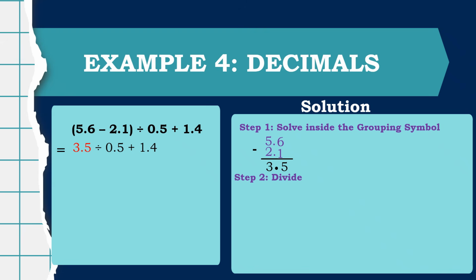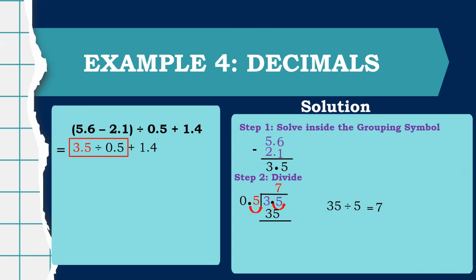Alright, we're going to divide. So 3 and 5/10 divided by 5/10. So in dividing a decimal number with another decimal number, first we need to make our divisor into a whole number by moving the decimal point going to the right. Likewise with our dividend. So 35 divided by 5 is equal to 7.